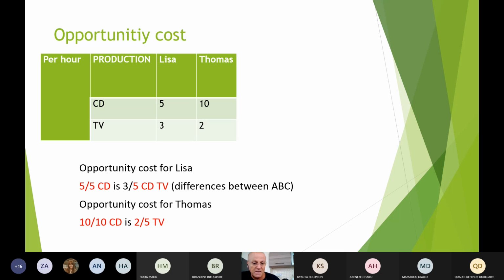This CD, the differences between again A, B, C. And then, of course, when you calculate the opportunity cost for Thomas, 10 divided by 10 is going to be this CD, and 2 divided by 5 is going to be for the TV. Then you are going to determine which option is preferable for you when you employ these 2 people in your company. You are understanding?